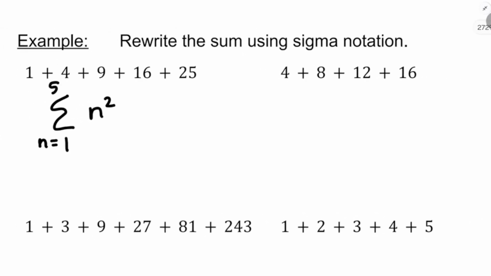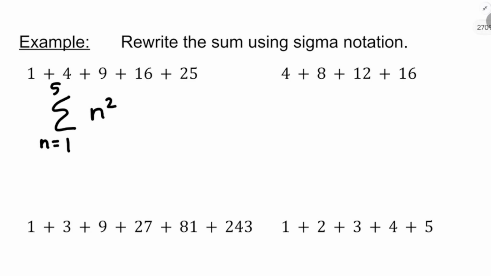Right next to it: 4, 8, 12, 16. Okay, so this is counting by 4. So this is 4 times n: 4 times 1, 4 times 2, 4 times 3, 4 times 4. So we're adding 4n, starting at 1 and going up to 4.